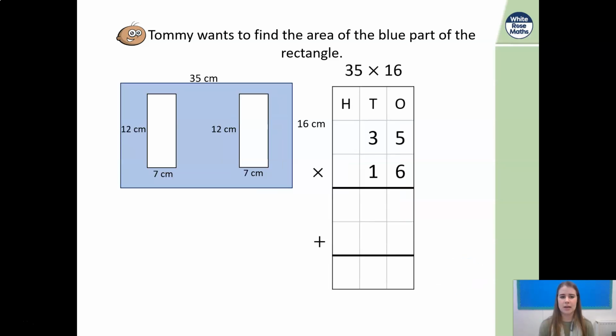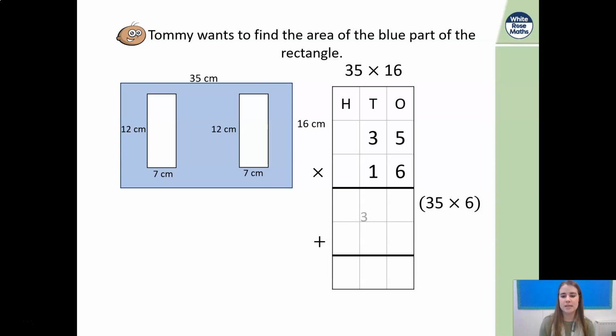So the first thing we're going to look at is 35 multiplied by 16. So that's going to be these two here. This is our length and our width. So this is going to give us the area for the entire blue shape. Let's first of all start off with our first sum, which is going to be 35 multiplied by 6. That's going to be this sum here.